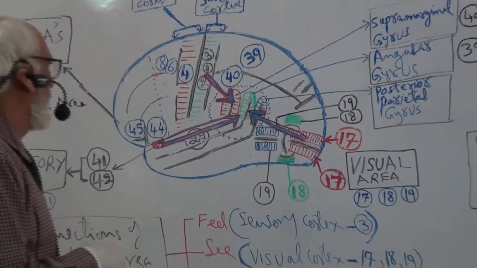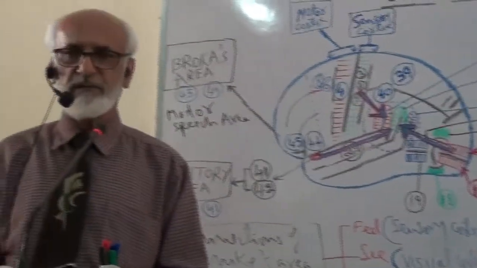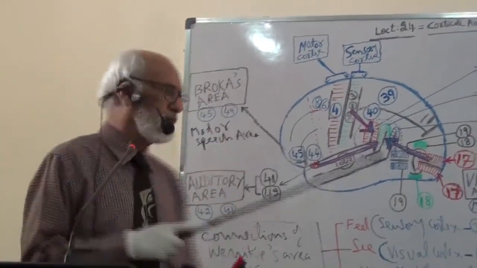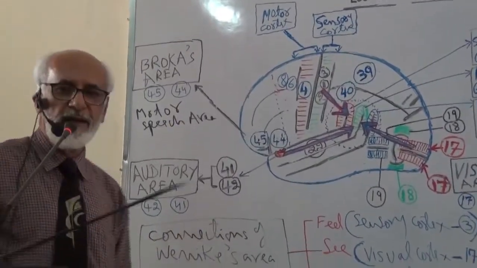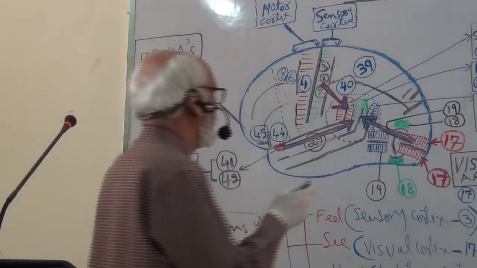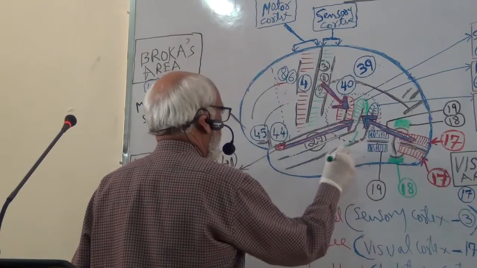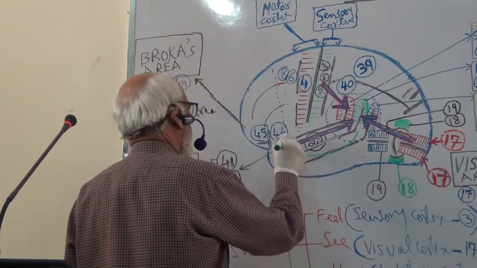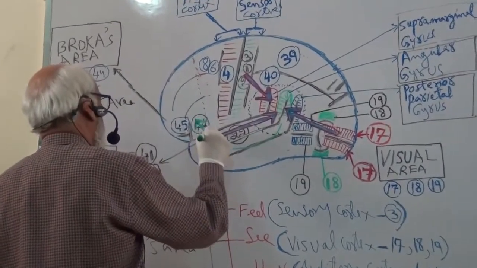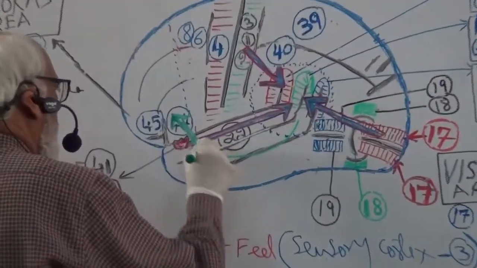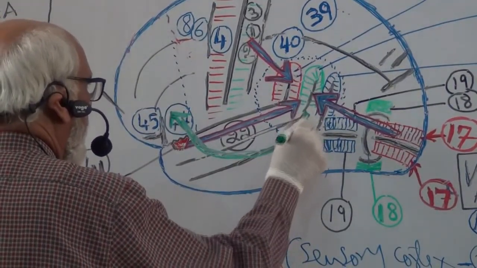Now, this is sensory speech. Now is the motor speech. For motor speech, we use Brodmann cortical areas number 44, 45. Therefore, now Wernicke's area is connected to Broca's area by a bundle of nerve fibers.